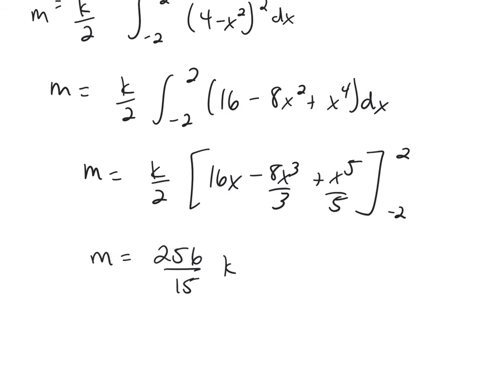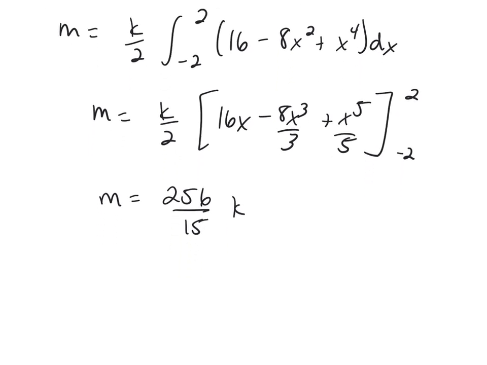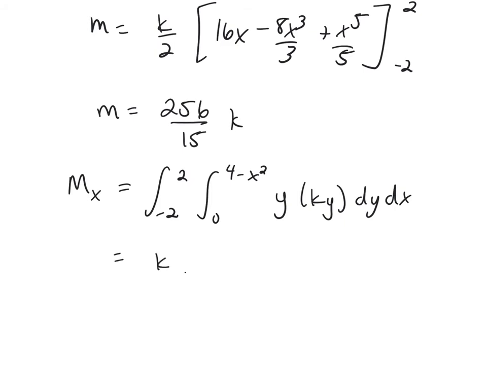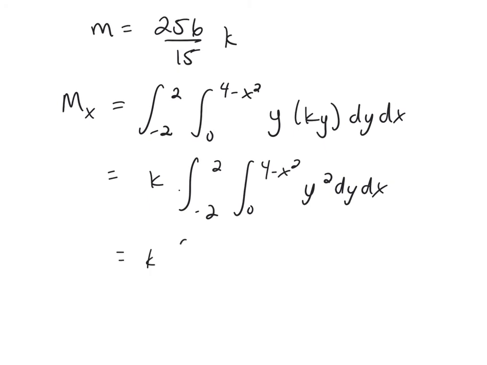So that is one part we need to find y bar. The other part we're going to need is our moment with respect to x, the x-axis, so you need to find Mx. Again, I'm integrating over the same region, -2 to 2, 0 to 4 minus x squared, but now it's going to be y times my density function, which was ky. I'm going to pull out the k, so I have y squared. When I integrate that, I will get y cubed over 3, so I'm going to pull out the 3.